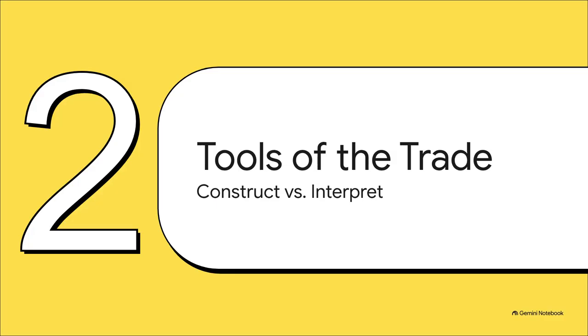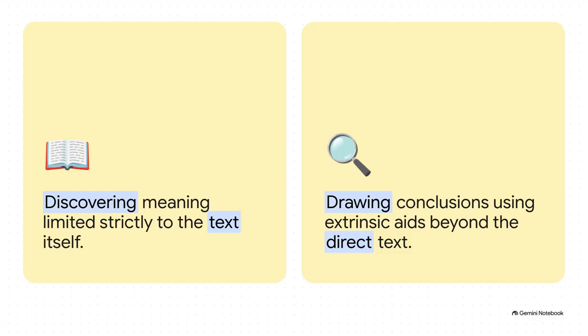Moving on to part 2, construction versus interpretation, tools of the trade. You've probably heard people say a judge is interpreting a law, right? Well, in the legal world, there's a vital technical distinction we need to make. Interpretation actually stops at the borders of the text itself. It's limited strictly to the text. Construction, on the other hand, requires our legal detective to look at outside clues, extrinsic aids beyond the direct expression of the text, like legislative debates or historical context, to really solve the mystery.